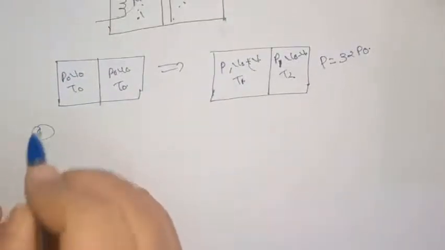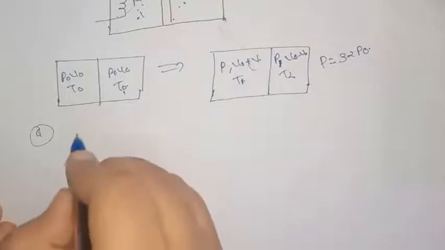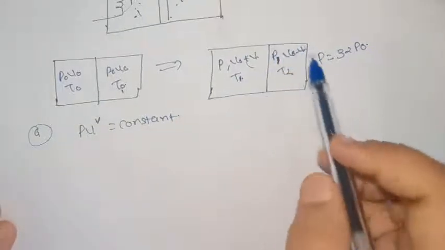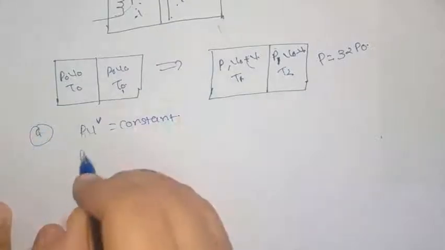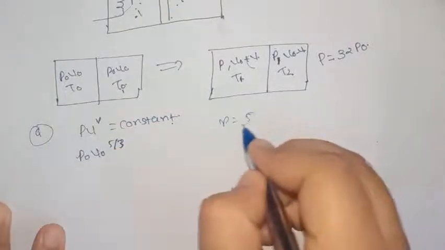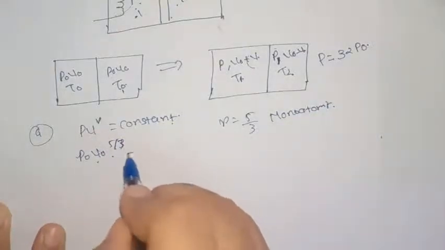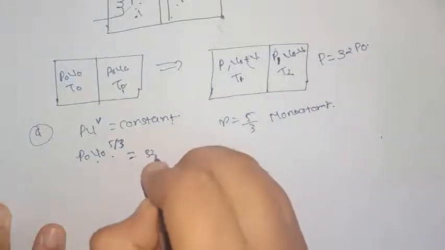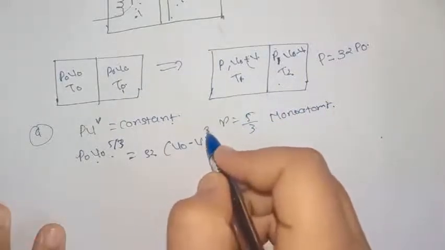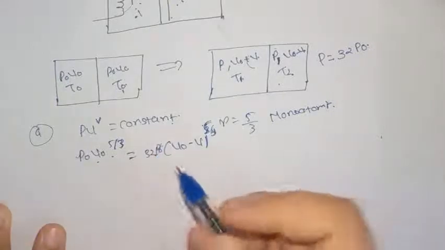So for the right chamber, the compression is adiabatic, as the walls are insulated. So we can apply PV power gamma is equal to constant. So we can write P naught V naught power 5/3, because gamma is equal to 5/3 for monoatomic gas, is equal to the final pressure 32 P naught times the final volume of the right chamber, V naught minus V, power 5/3. This P naught will get cancelled out.